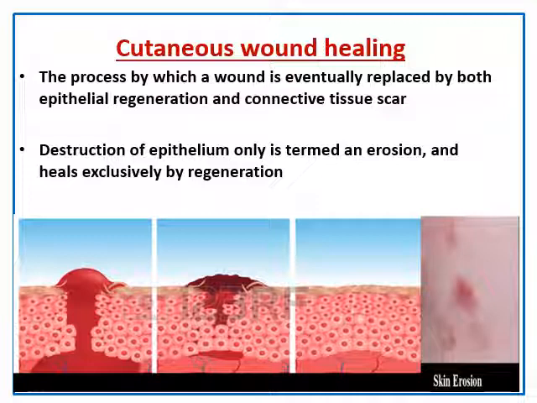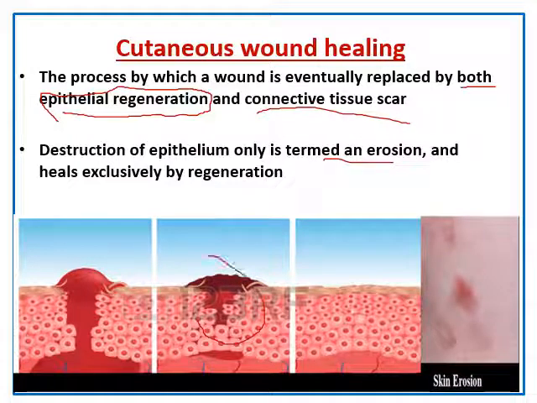So as a whole, the process of wound healing is composed of both epithelial regeneration, because epithelial cells are labile cells, and connective tissue scar. Destruction of the epithelium only is termed an erosion. Look, this is an erosion because there is no disruption of the basement membrane. However, disruption of the epithelial layer while reaching deep into the connective tissue is called an ulcer.